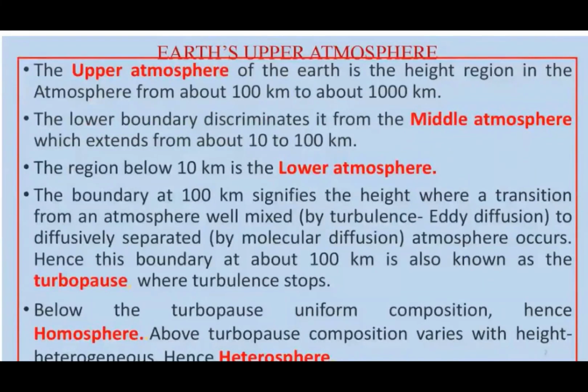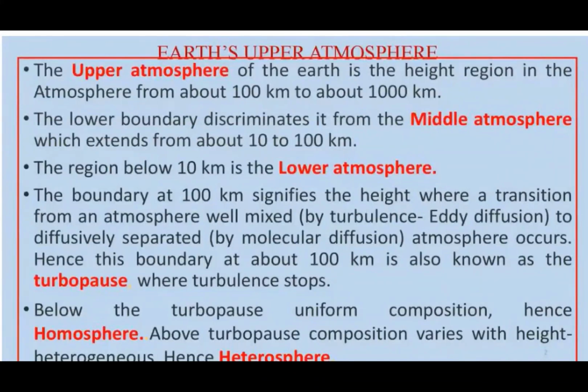The Earth's upper atmosphere is the height region in the atmosphere from about 100 kilometers to about 1000 kilometers. Below that, we have the middle atmosphere, which extends from about 10 to 100 kilometers. And the region below 10 kilometers is known as the lower atmosphere. So these boundaries are not just artificial or arbitrary boundaries. They are governed by physical processes which take place in these different regions.